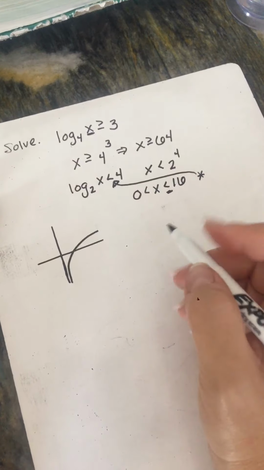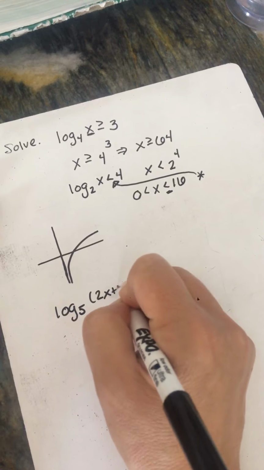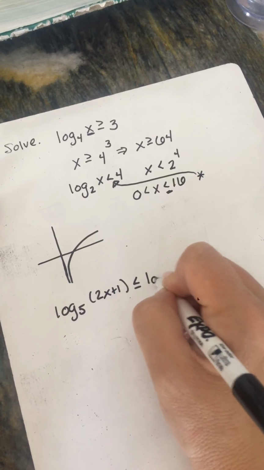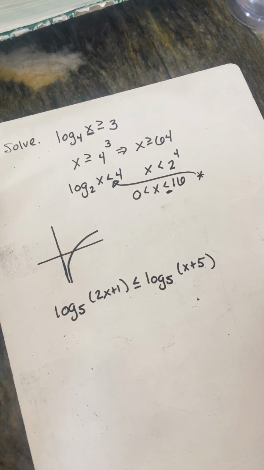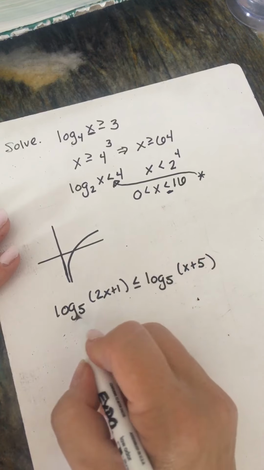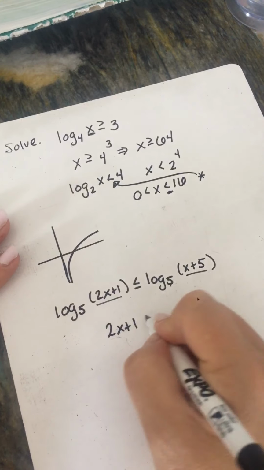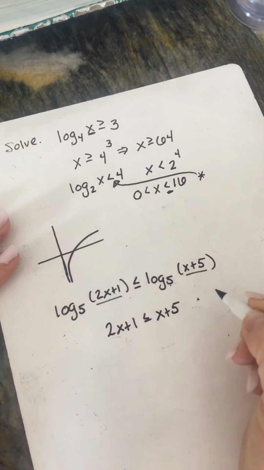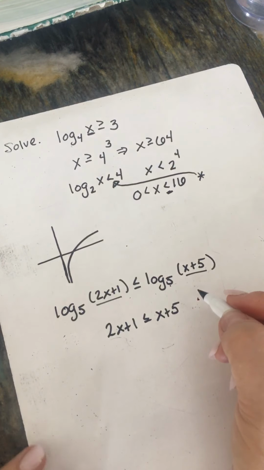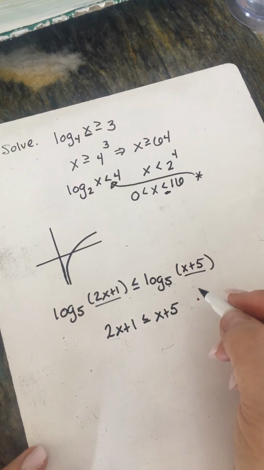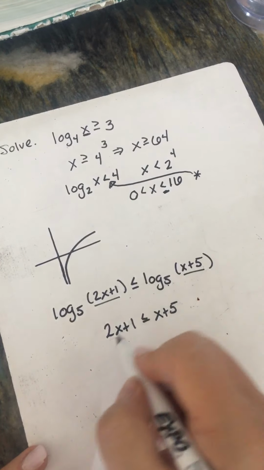All right, let's try one more. Log base 5 of 2x plus 1 less than or equal to log base 5 of x plus 5. So we're kind of combining two things that we've done today. We have the same bases, thus we'll take a look at these guys, and now we'll deal with solving for x. So here we go. Now we have a less than, right? So we're going to have to pay attention to that in just a second. But let's deal with this one first.